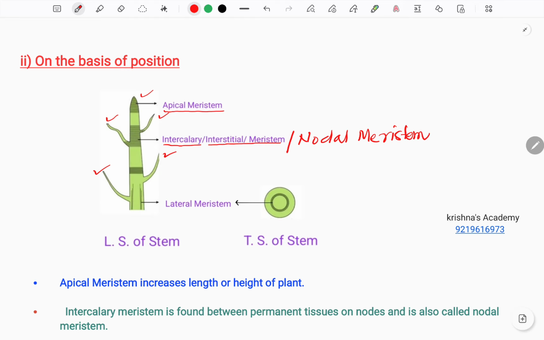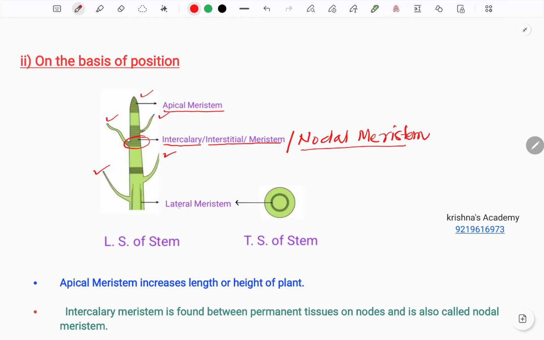Why is it called intercalary? Because it is present between the permanent tissues, intercalated. Interstitial also means in between. And it is the nodal meristem because it is present on the nodes of the stem, and the node is present between two internodes, and the internodes are made up of permanent tissue.